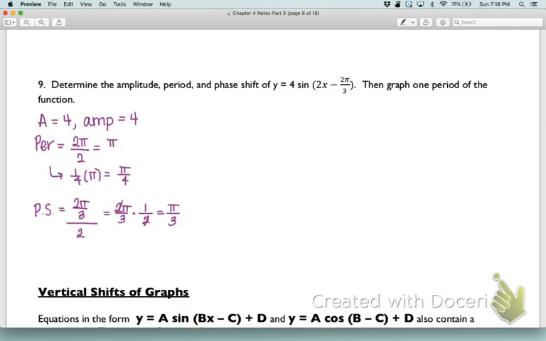A is 4, which makes the amplitude 4. The period is 2 pi divided by 2, so we get pi, which means our quarter period is pi fourths. That's what we are going to count by. The phase shift is 2 pi thirds divided by B again, which is 2. And when you keep change flip, we get pi thirds for our phase shift. So again, we set up our table. X, Y.